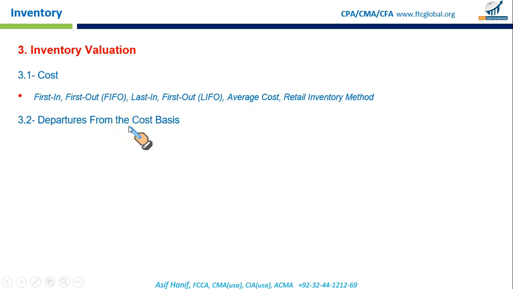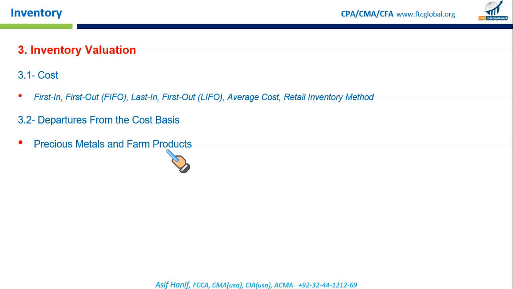Departures from the cost basis. There are certain special circumstances where inventory is not valued at cost, because we just discussed that US GAAP requires inventory to be reported at cost, but there are certain situations where items of your inventory are not valued at cost. We'll discuss precious metals, farm products, and certain cases where the utility of goods decreases over time. So, precious metals and farm products. Precious metal means gold, silver, and certain agricultural products like meat, grain. They are valued at net realizable value.